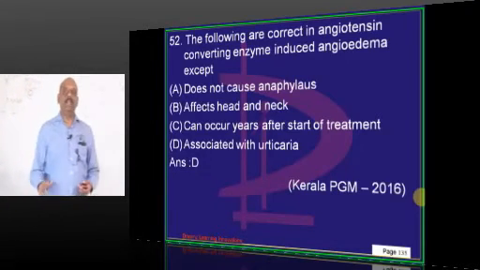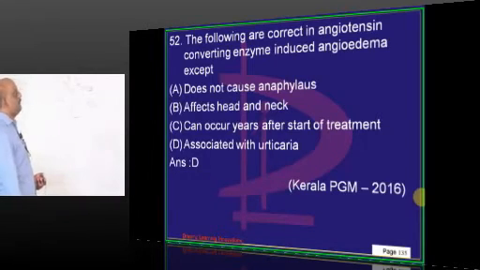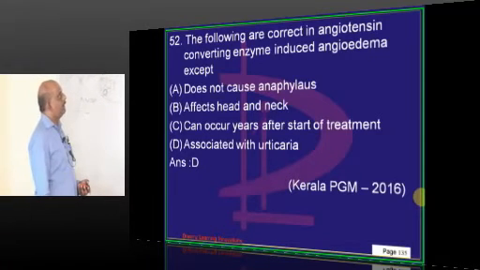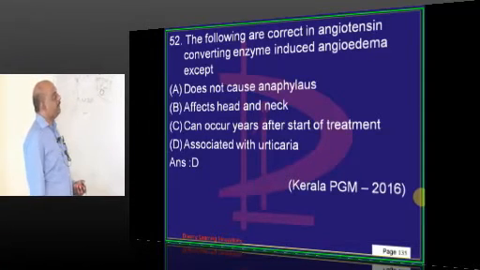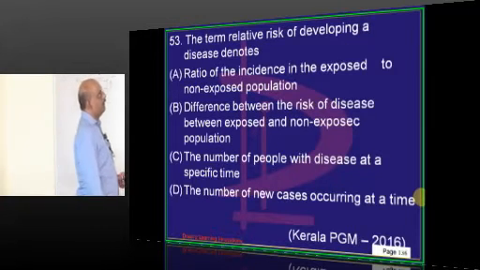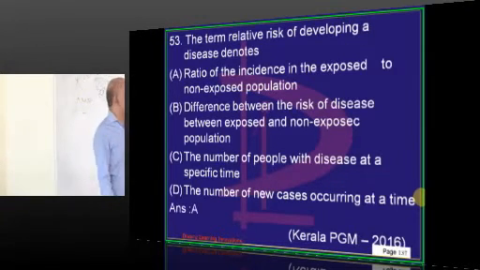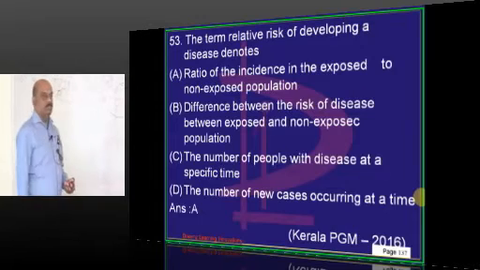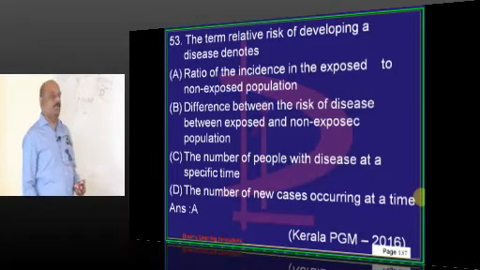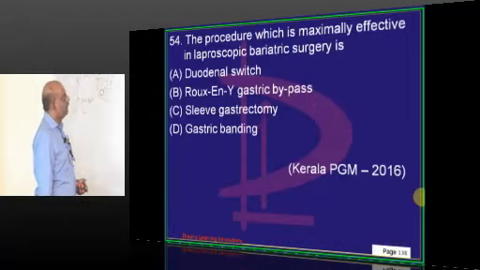Then angiotensin converting enzyme induced angioedema. It is not related to urticaria, but it can occur years after the start of treatment and it can affect head and neck, everything is true. Relative risk is what, doctor? Risk difference or risk ratio? Attributable risk is risk difference.